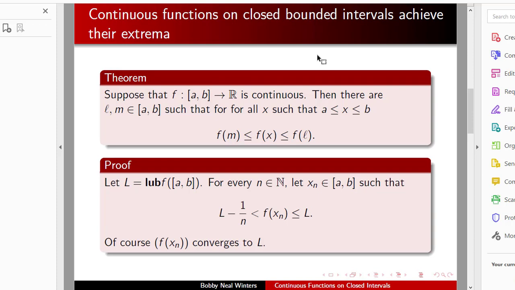Okay. For every n an element of the natural numbers, there is an x sub n an element of the closed interval [a, b] such that L minus 1 over n is less than f of x sub n is less than or equal to L. So we get, this is our trick, that we can always squeeze a member of the set between the least upper bound and something that's just a little bit smaller than the least upper bound. And so of course the sequence f of x_n converges to L.